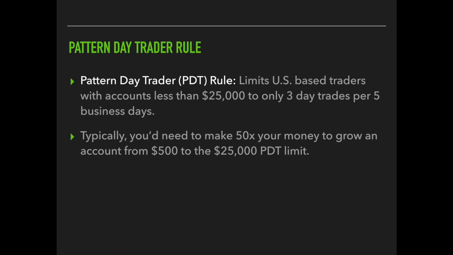Now, this can have a big effect on you if you're somebody that is trying to grow your account from maybe $500, or even a few $1,000s, all the way up to that $25,000 limit. If you know how to trade properly and you're limited to only 3 day trades per 5 business days, that's going to seriously slow down how long it takes for you to get over that $25,000 limit. And typically, starting with a $500 account, you would need to make 50 times your money in order to grow it from $500 to $25,000.